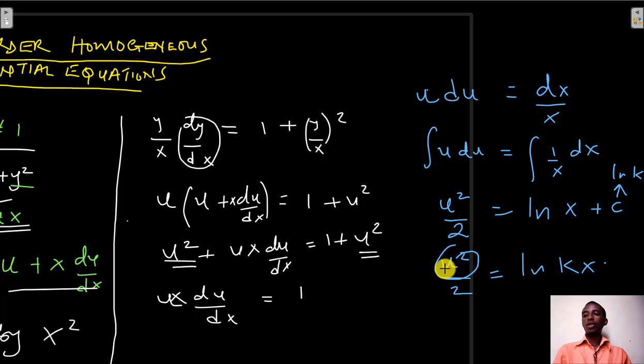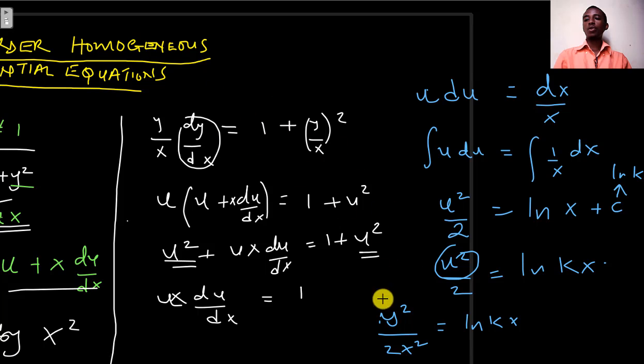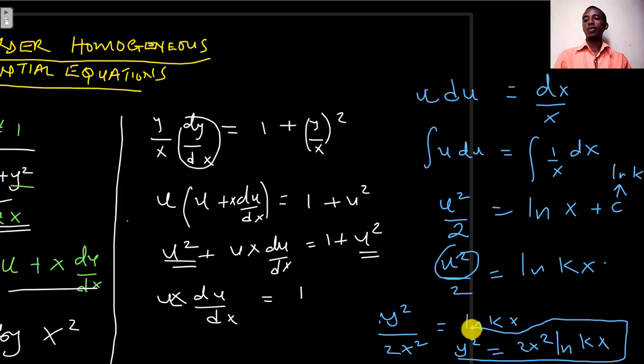And so u is y over x, so I substitute back there, and I'll have y squared over 2x squared equals natural log of kx. And finally, my general solution is going to be y squared equals 2x squared natural log of kx. Okay, so here we go. This is the general solution to my differential equation.